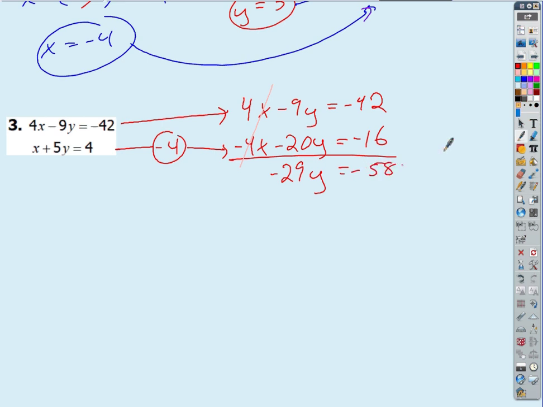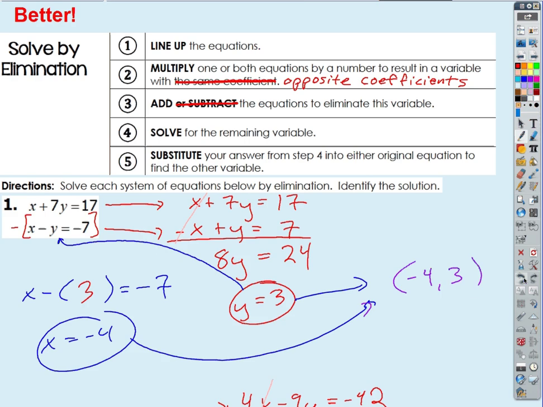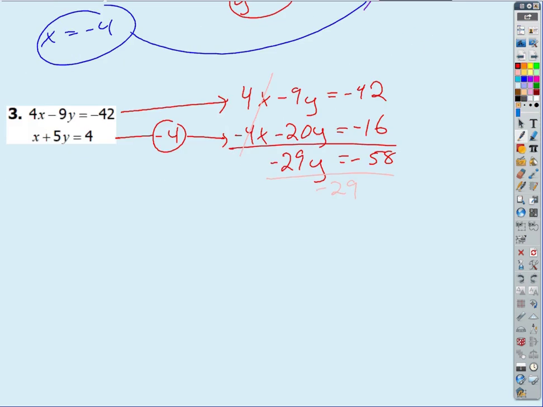Negative 58. And then what do I have to do to isolate y? Divide everything by negative 29, right? And then what's that give us? That's gonna give us y equals negative over negative is positive, and I get a 2.